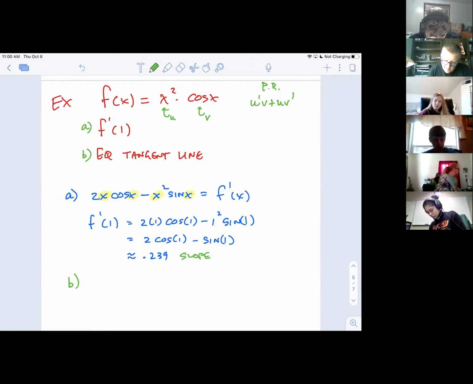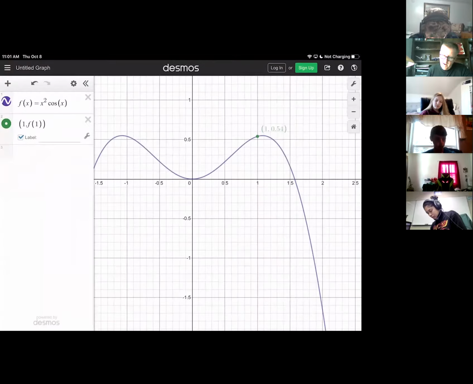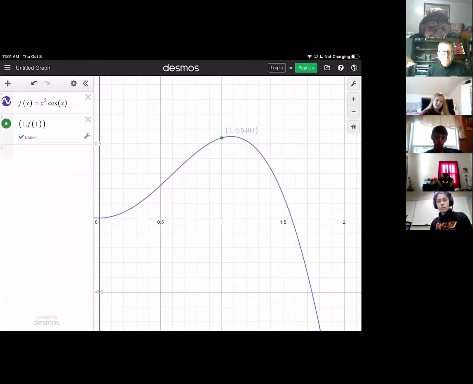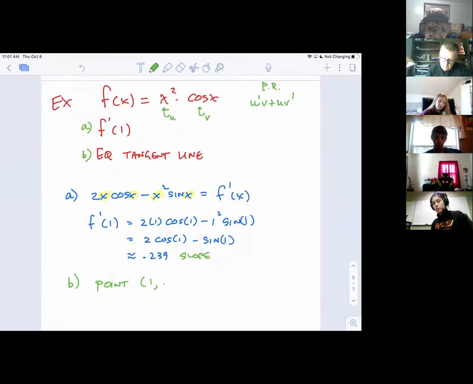But I also need a point, and if I'm going to find the equation, I need a point. And I know that x is 1, and you remember from the graph over there, the y coordinate is 0.54. But of course, you could just do that yourself, right? Because that would be found by going back to the original equation and finding out what happens when I put 1 in. Well, I have 1 squared times the cosine of 1, so 0.54.